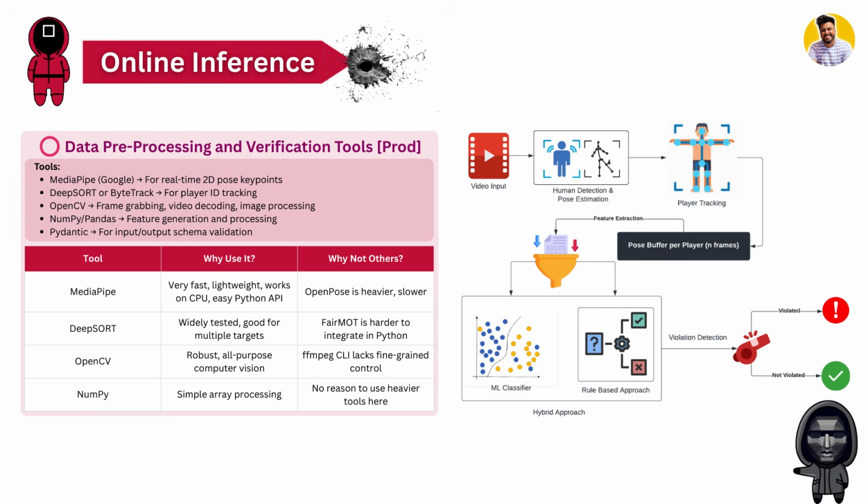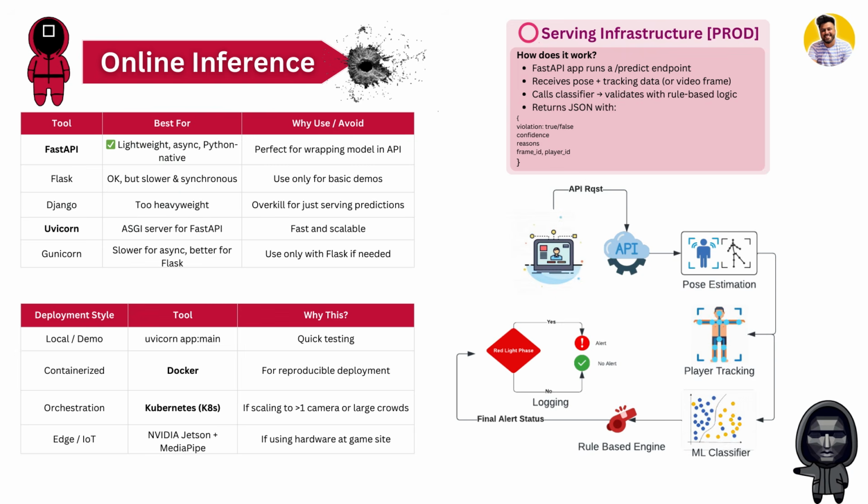Got it? And then we create some features using these while training our model. And for deployment, we can use FastAPI, which is very lightweight, asynchronous, Python native, and perfect for wrapping the model in an API. We can also use Flask, which is okay but has slow, synchronous functions and can only be used for demos. Another one is Django, which is too heavyweight and overkill for serving predictions.